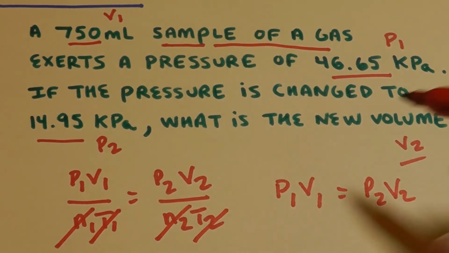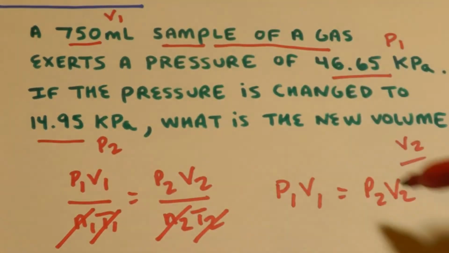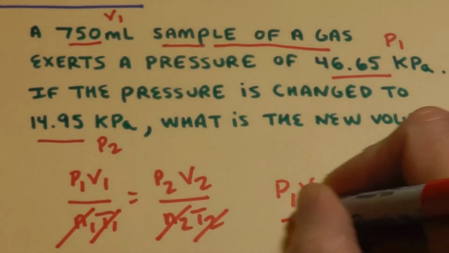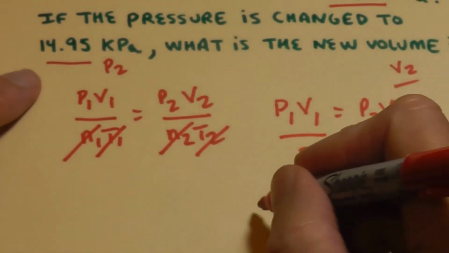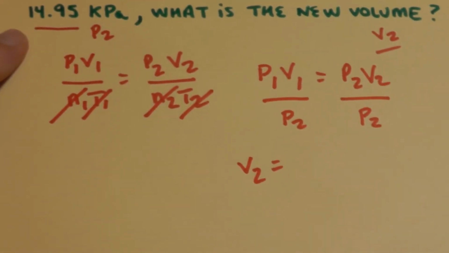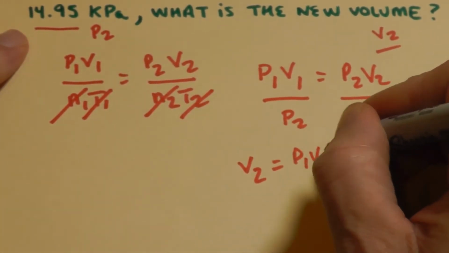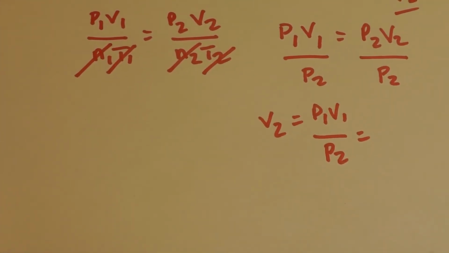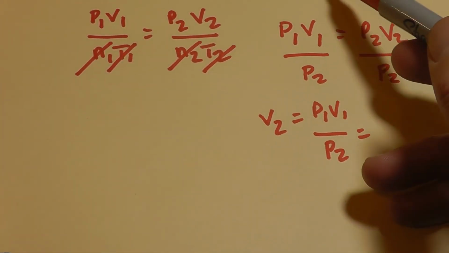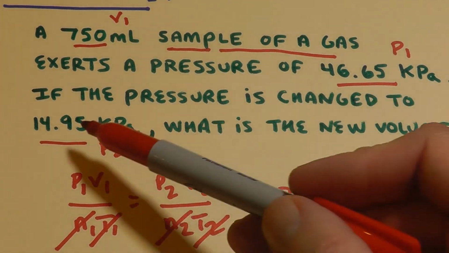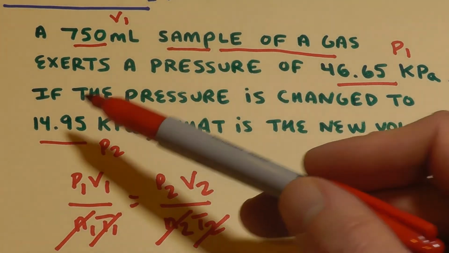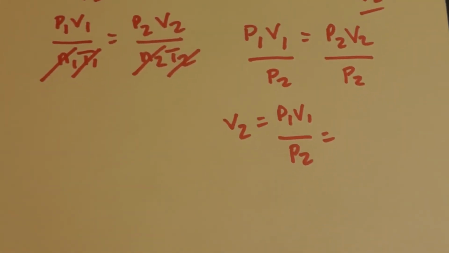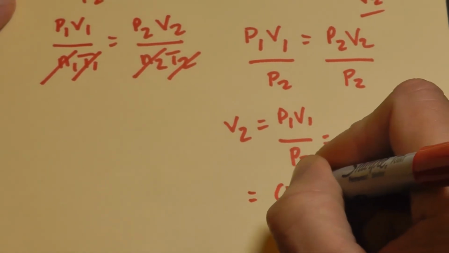And now I could just plug in here. I could say, okay, I got everything. If you like to rearrange first, you could say, I'm going to divide both sides by P2. And then V2 is equal to P1 V1 over P2. And I could just plug them all in. Make sure you put them all in the right place. Now, by the way, you can also see what's going to happen here. The pressure went down, so the volume better have gone up. So this better be a higher volume. You get good at seeing that kind of thing. So V2 is going to be 750 milliliters.